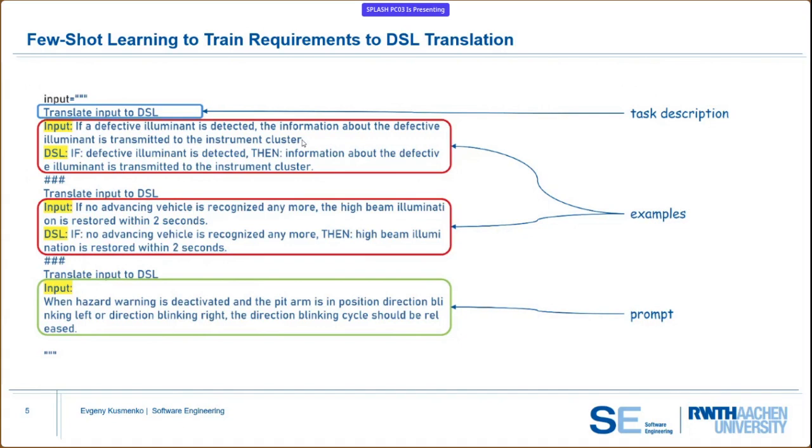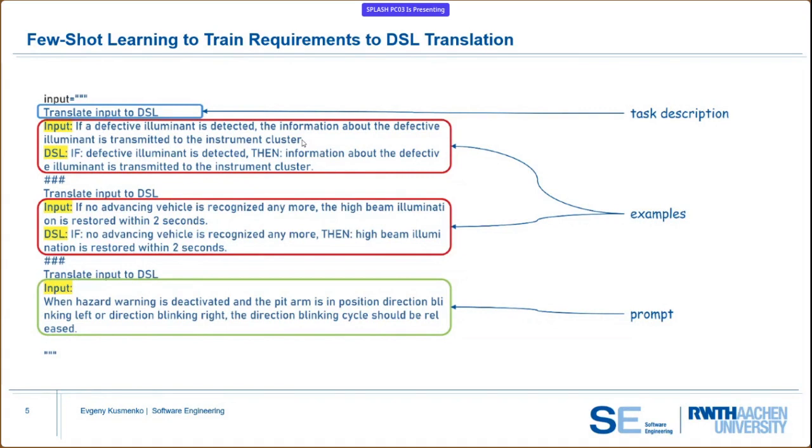So for example, in the upper red box, we have an input requirement starting with an if, and here we introduce a specific IF keyword in capital letters, and then this THEN keyword in the middle of the sentence in order to separate the trigger from the action, so to say. So we have two examples given here, but they're all part of the same input string.